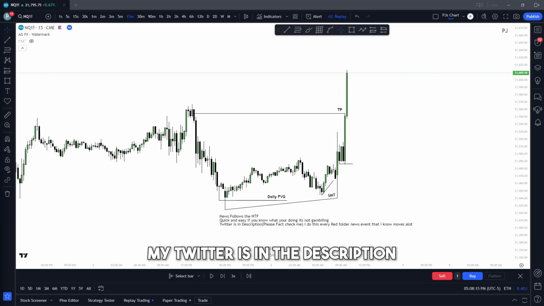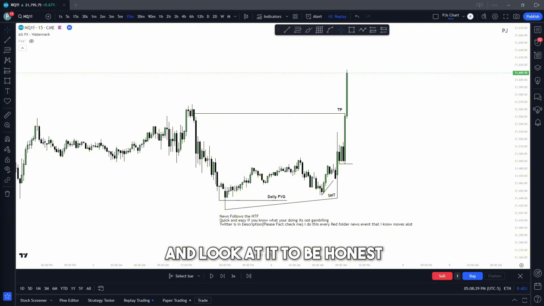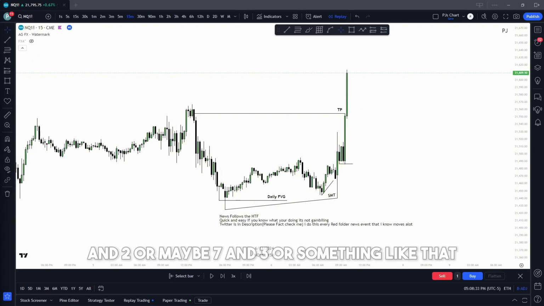My Twitter's in the description, so please check everything I'm saying, every trade I'm saying, because I did the same thing with CPI. I just took 2 losses at the beginning of the year, so I didn't really keep track of it. I didn't want my record to be like 7 and 2 or something, but I really should have kept track of it, and I'm going to go back and look at it, to be honest, because I think it'll be around like 5 and 2 or 7 and 2 or maybe 7 and 3 or something like that.